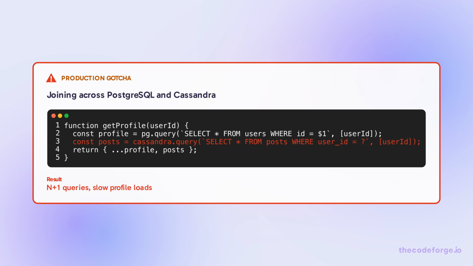If you store user profiles in PostgreSQL and posts in Cassandra, don't try to join them in application code. You'll end up with n+1 queries. Instead, denormalize. Store a user's recent post IDs in the user profile row.